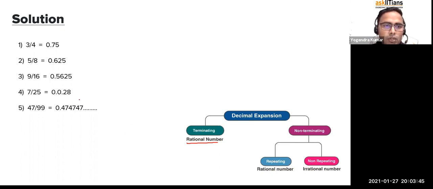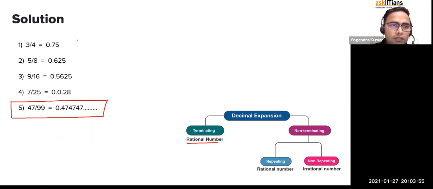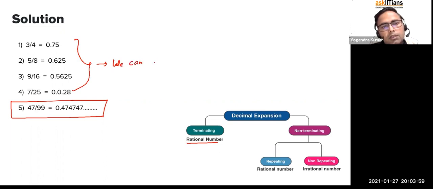And I showed you that we can avoid the long division to do all this. But not for this fifth one. We can avoid long division here, but not in the down one. Yeah, right. Last question. In the last question, we will have to do the long division.